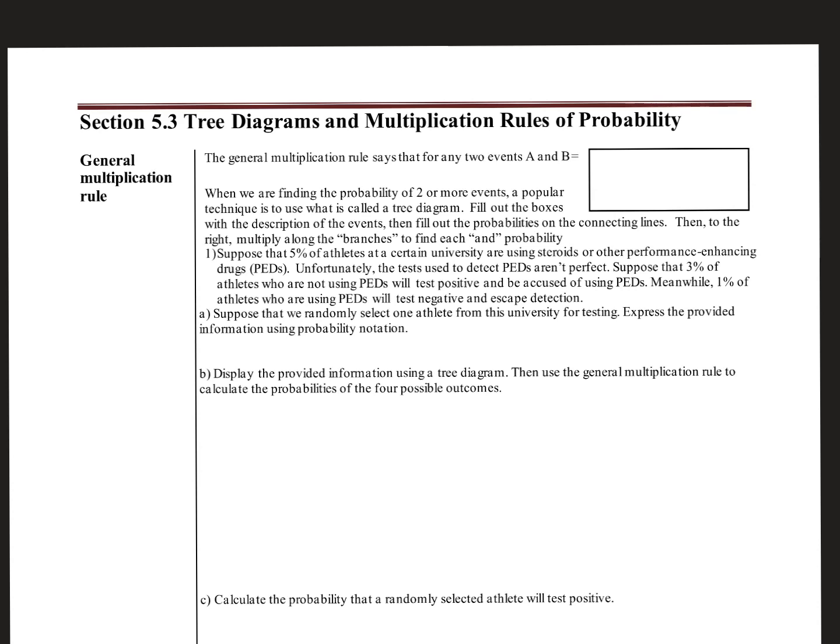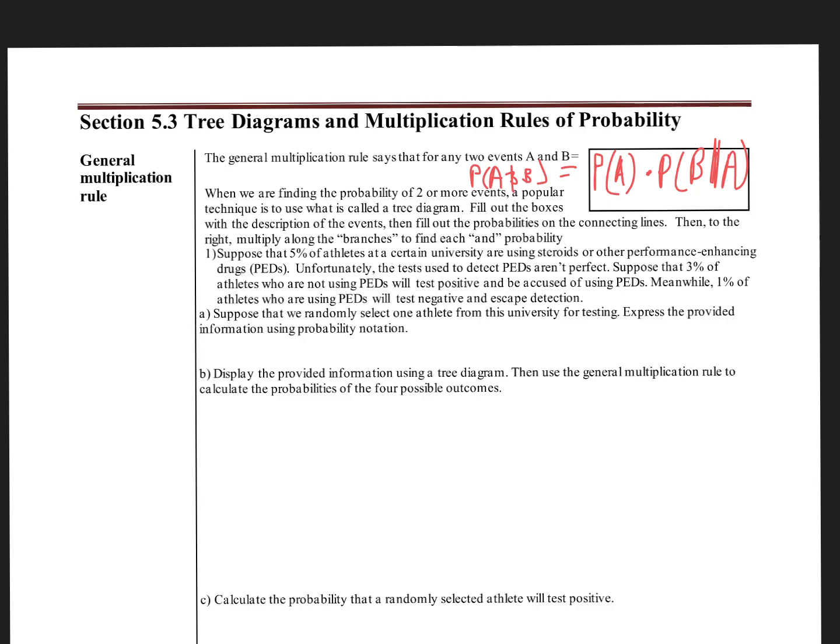All right, let's start off here with the general multiplication rule. So this is saying the probability of A and B. We said probability of A or B before in 5.1. This is probability of A and B. So if I need something to happen and something else to happen, it is probability of A times probability of B given A. So the big idea here is this is multiplication.